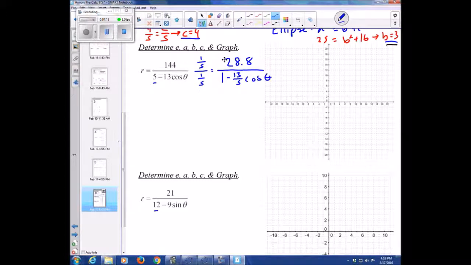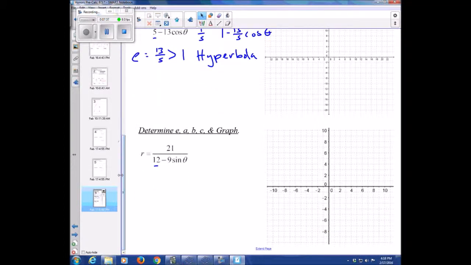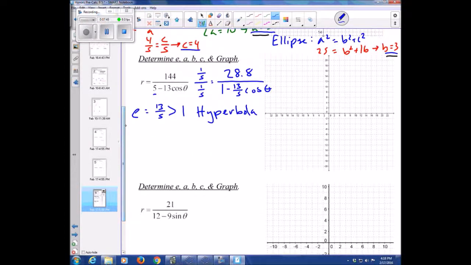So right here we can say that this guy is going to have an eccentricity of 13 over 5, which of course is greater than 1 and makes him a hyperbola. And we can see that for our last problem, if we multiply by 12, I'm going to let you guys do the last one on your own. Right here, the thing I wanted to point out was, for the hyperbola, we want to make sure that we're looking for the transverse axis.